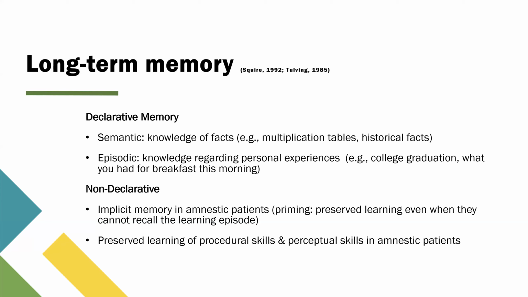So priming would be preserved learning even when they cannot recall the learning episode. I think in your textbook it describes a situation where someone is learning how to play skip hop. I don't know what skip hop is, but I'm imagining old school, you're all probably too young for this, but there was this thing that you put around your ankle and it would go around in a circle and you'd have to jump. I think that was maybe called skip hop. Anyway, it's a physical thing, right? So it's talking about how this individual learned how to do skip hop.